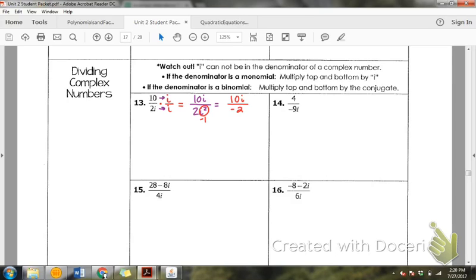Can I simplify 10 over negative 2? Can you reduce 10 over negative 2? Yeah. You can? 5 over 1. Okay, 5 over 1. But do we have to write the 1 on the bottom? Nope. So this is really negative 5I.